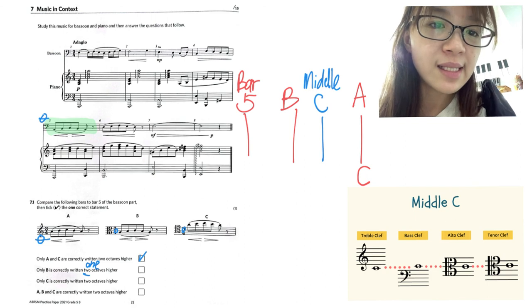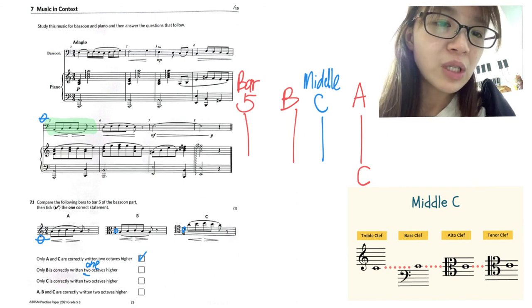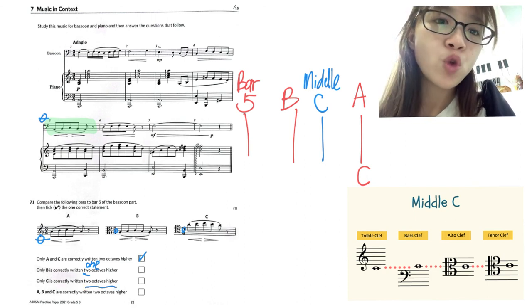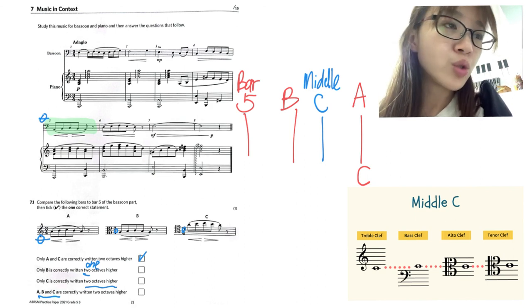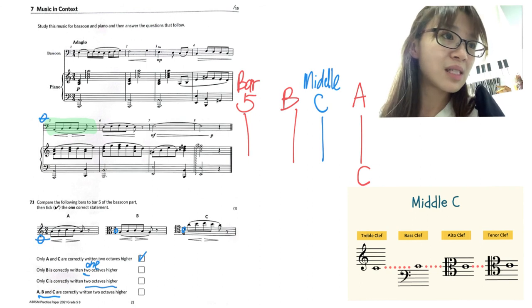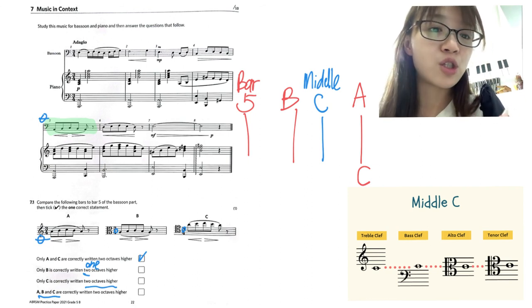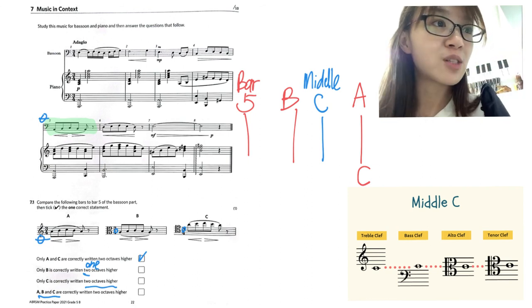Only C is correctly written two octaves higher. No, it's A and C. A, B, C. No, we shouldn't group A, B, C together because they are in totally different positions. So the answer is the first one.